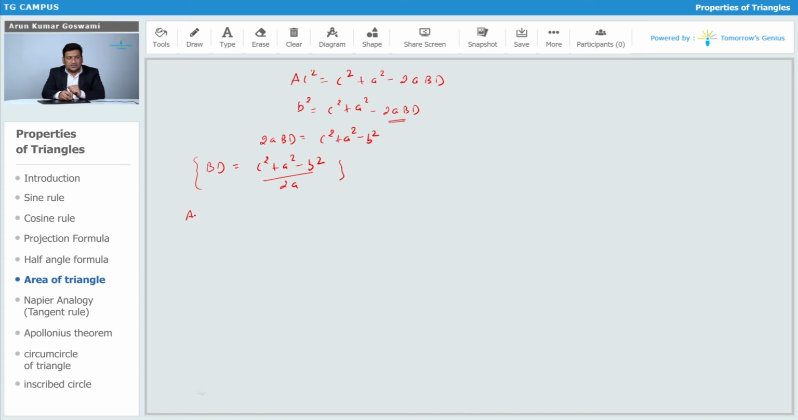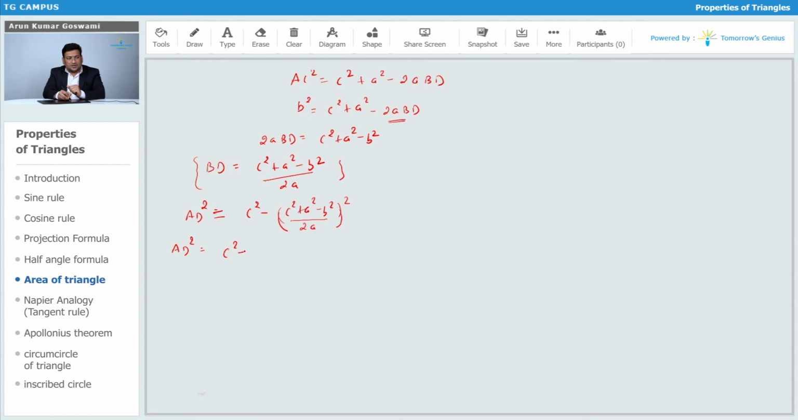So what I'll get is AD square is nothing but C square minus (C square plus A square minus B square) whole square divided by 2A. This 2A comes under the whole square only. Now I'll just solve this equation.